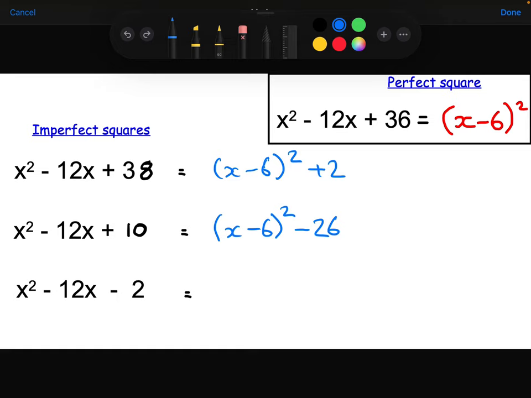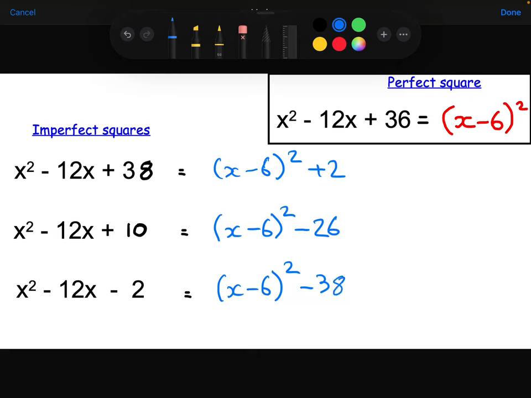X squared minus 12x minus 2. The perfect square that goes with this is x minus 6 all squared. I don't want the 36, so I'm going to take that away. And I do want to have a minus 2, so I'm going to put a minus 2 there. The minus 36 minus 2 is minus 38.